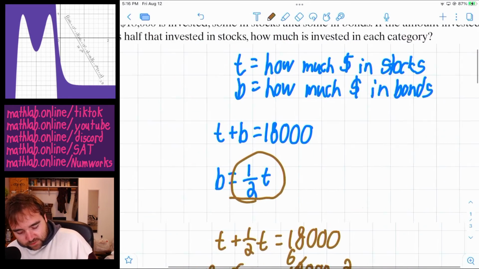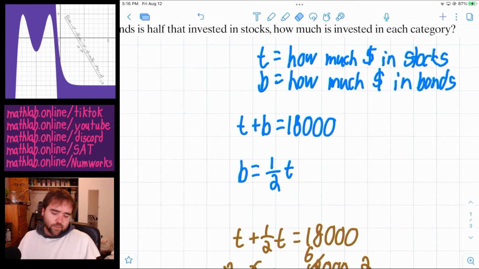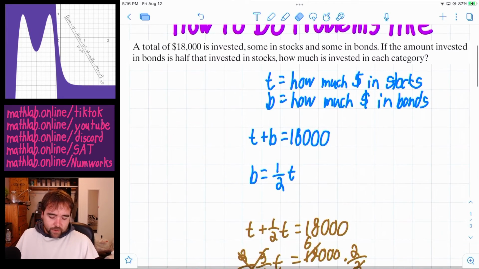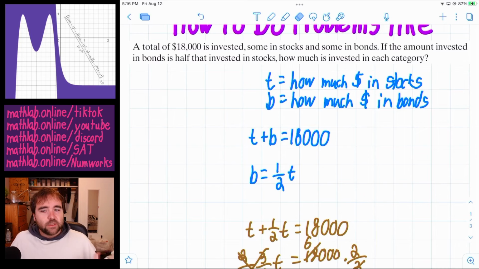So some teachers, when they first introduce this, don't have you write out the two equations. But I think that's the best way to see it. This is a system of equations. You have two different scenarios. You've got the scenario where they add up to 18,000. You've got the scenario where one is half of the other, and you need both of them to be true. So that's two equations that you need to be true. You've got to solve them like a system of equations. And this is how you do it with substitution.